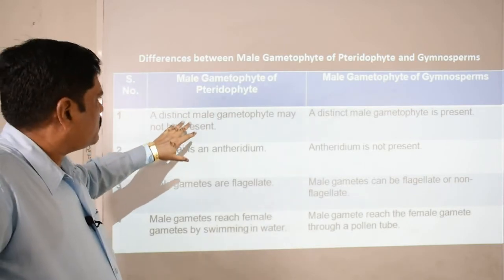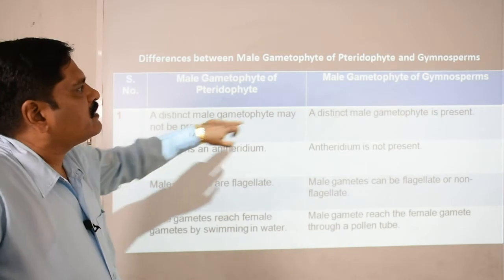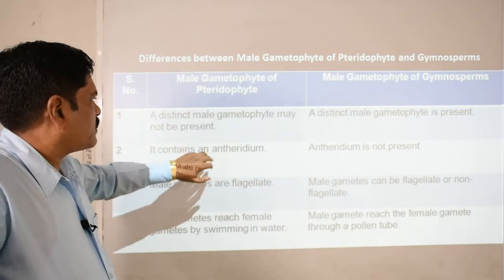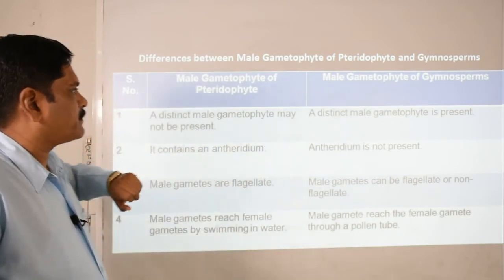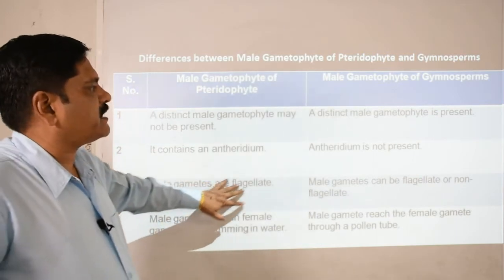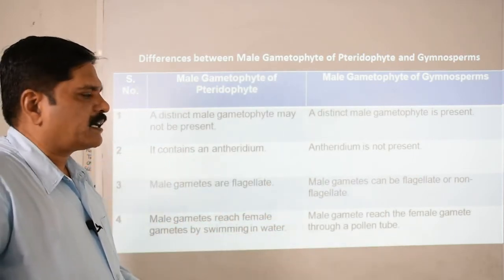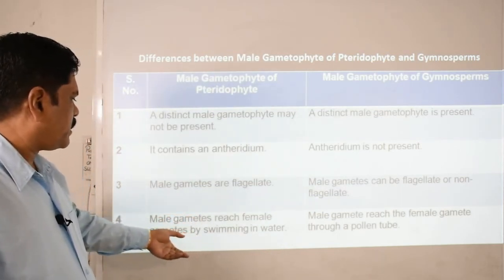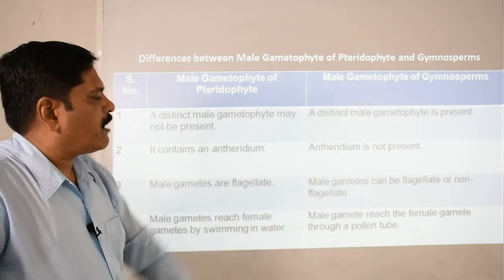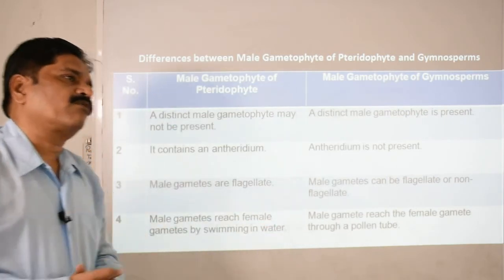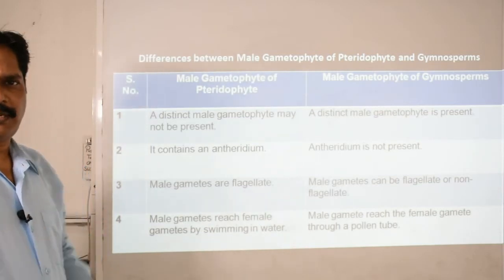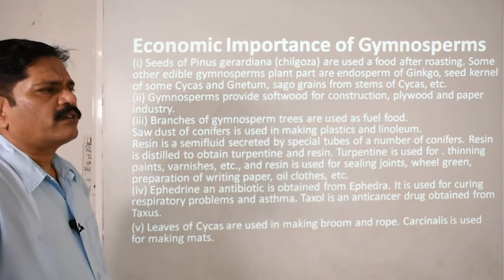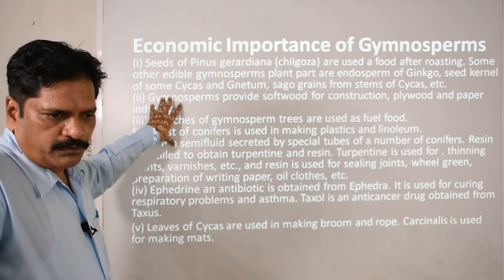When we talk about the difference between the gametophyte of Pteridophytes and Gymnosperm, in the Pteridophytic gametophyte a distinct male gametophyte may not be present, while here in the Gymnosperm a distinct male gametophyte is present. Antheridium is absent. Clear? The male gametes can be flagellated or may not be flagellated. In Pteridophytes the male gamete reaches the female gamete by swimming, while here they reach through the pollen tube, a siphon-like structure. That's why we call it siphonogamy.